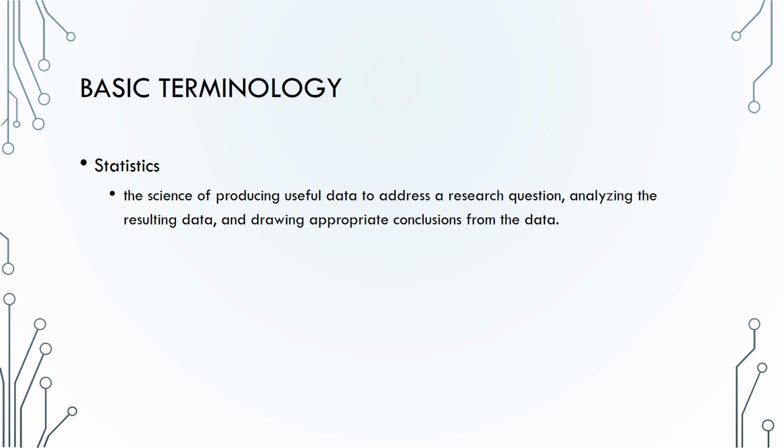Let's start with some basic terminology. Statistics is defined as the science of producing useful data to address a research question, analyzing the resulting data, and drawing appropriate conclusions from the data. We are going to use your book's 6-step process to investigate statistics.